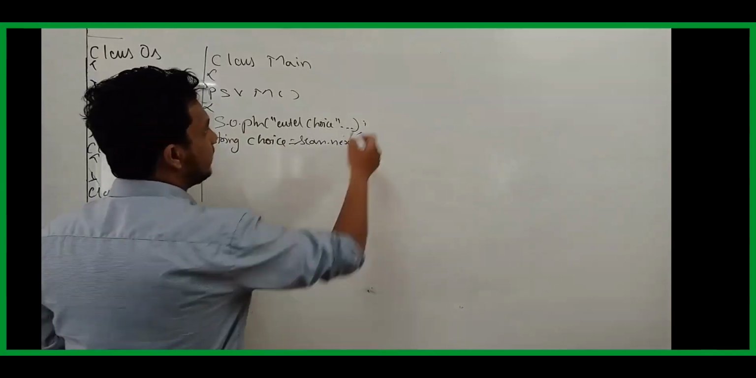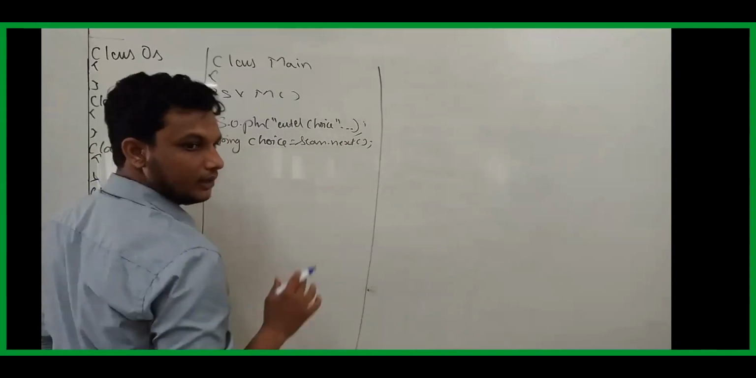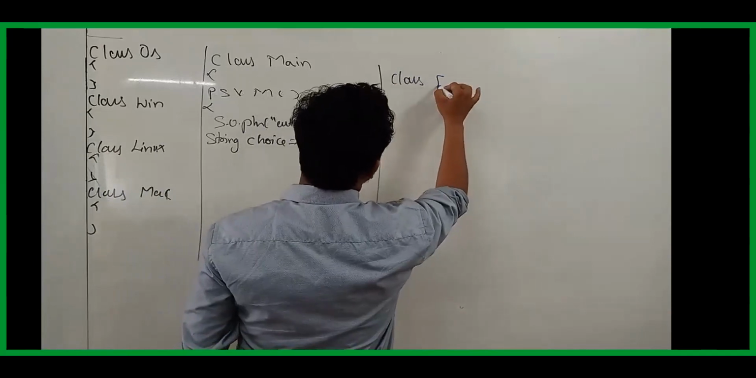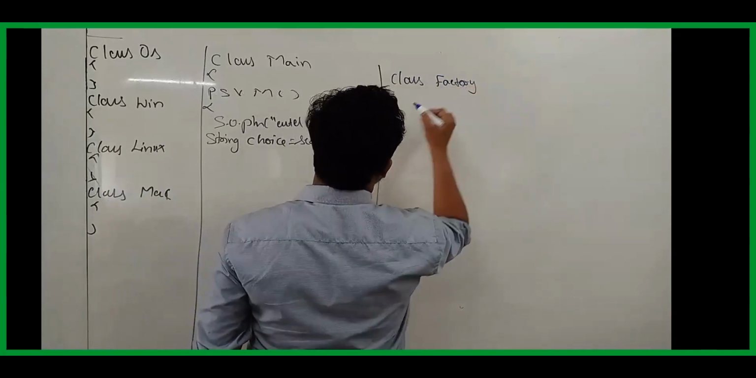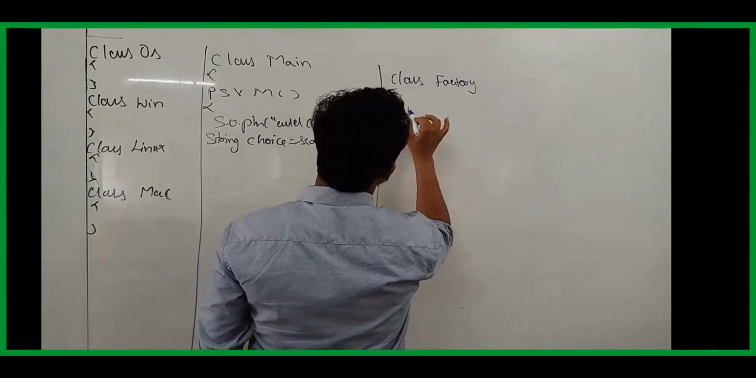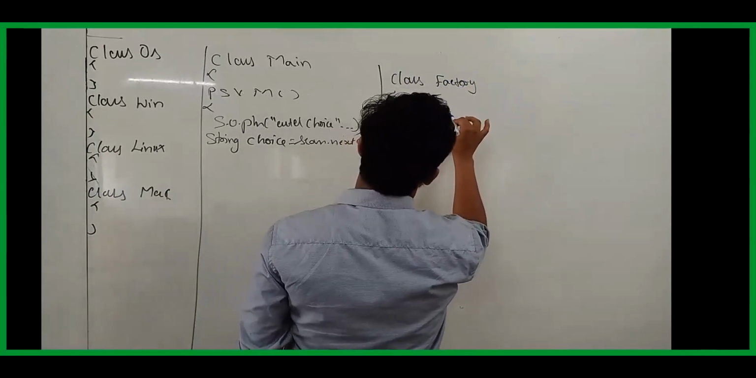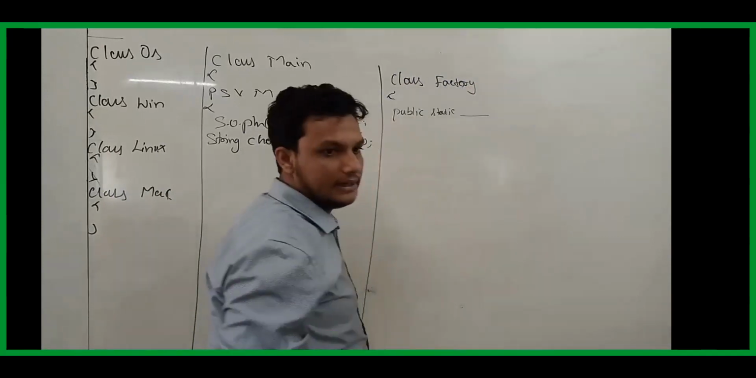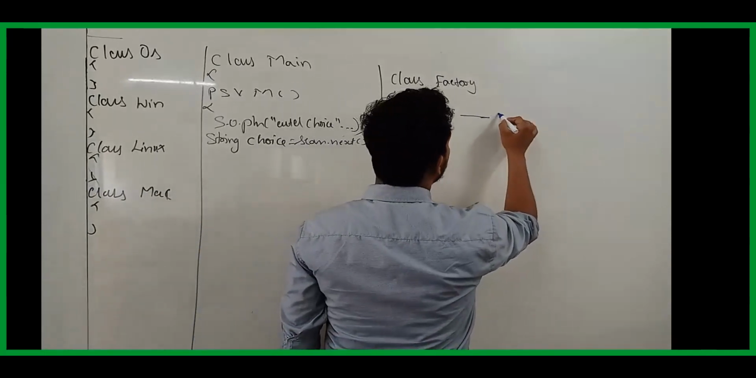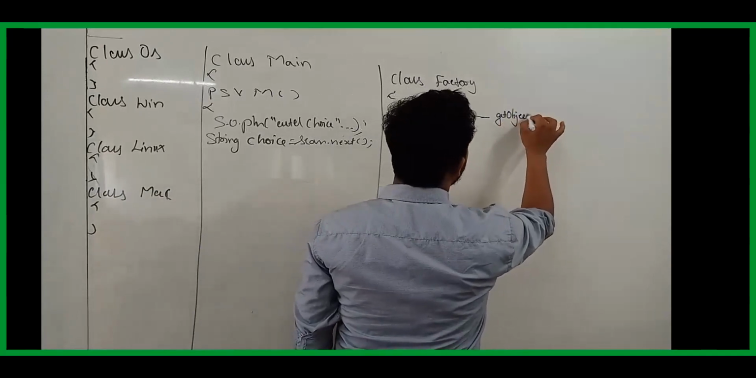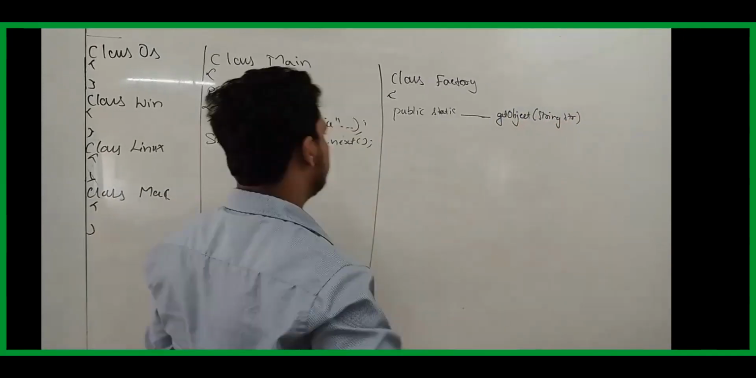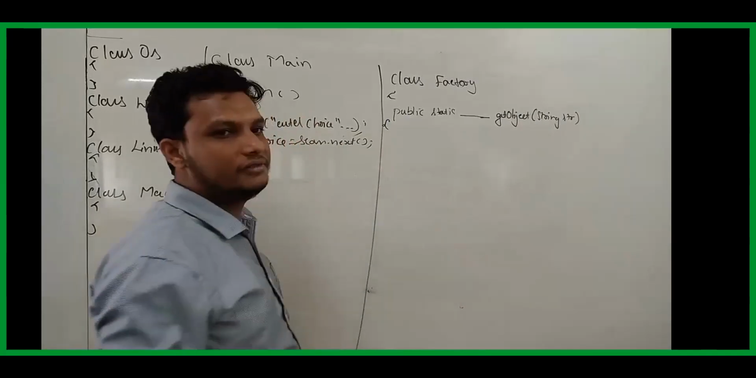Now what I'll do is create a class. Class name I'll call it Factory. Factory class. Now I'll create one static method: public static, with a return type I'll give as a dash. You should tell me the return type of this method. I'll call it getObject, and it takes a string str.